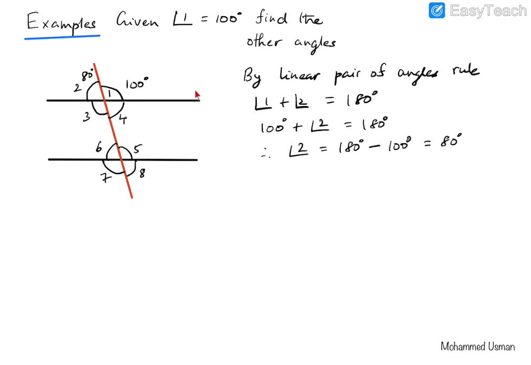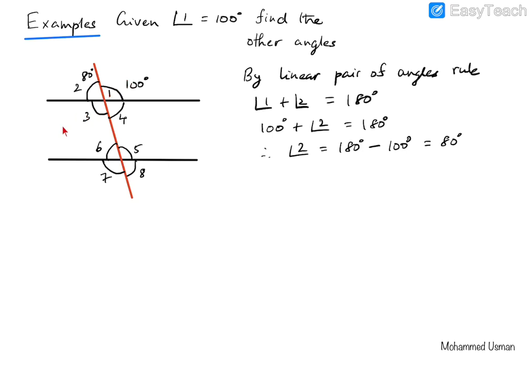So if you look at these two, this black line, the first parallel line on top, and the red line, the transversal, and just for a moment imagine that the lower parallel line does not exist. Okay, this is basically like two lines intersecting each other, and we know that for two lines which are intersecting one another, the vertically opposite angles are equal.